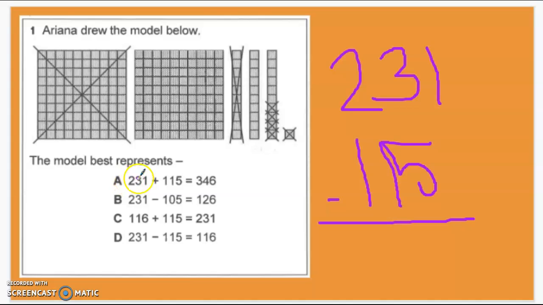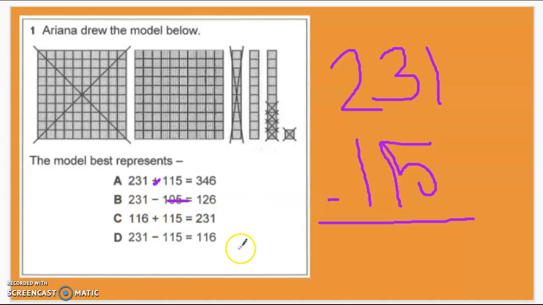So let's look. 231 plus 115. We're not adding. If we were adding, you would see 115 more base 10 blocks. 231 minus 105. Well, they took away a whole 10. So they did not only take away 5 ones, they took away a whole 10. So that makes it wrong. That addition sign makes that one wrong.